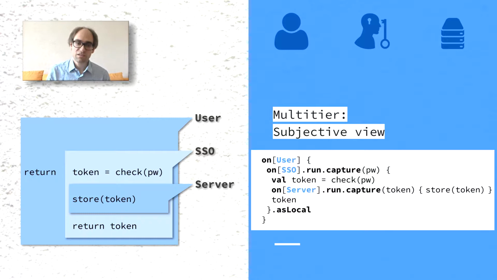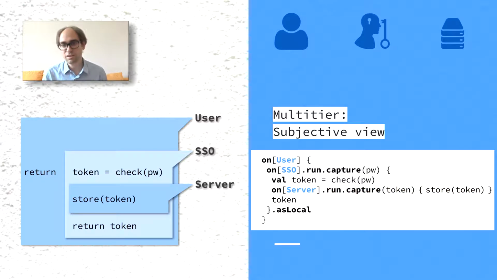On the right side, you can see our example implemented in the Scala-Loki multi-tier language. We use scoping to represent different locations. So in the example, you can see the scopes that are introduced by the on language construct. So the first line introduces a scope placed on the user, and the second line introduces a scope placed on SSO. The code in this lexical context then runs on the SSO component, for example, the password check on the third line. The fourth line then stores the token on the server location.